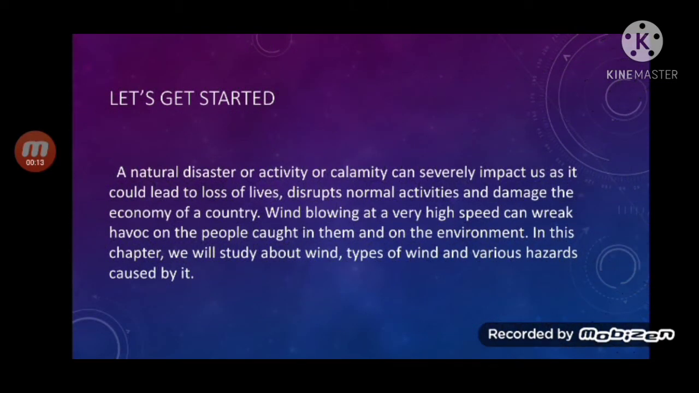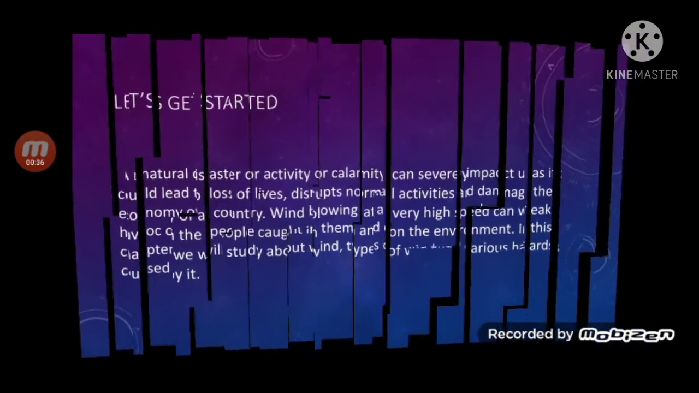A natural disaster or calamity can severely impact us as it could lead to loss of lives, disrupt normal activities and damage the economy of a country. Wind blowing at a very high speed can wreak havoc on the people caught in it and on the environment. In this chapter, we will study about wind, types of wind, and various hazards caused by it.